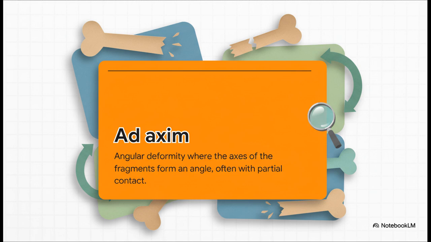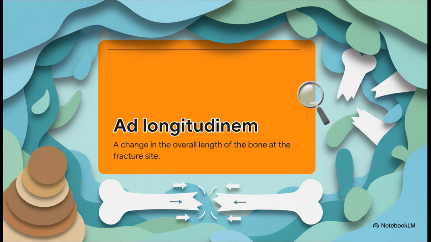Next, we have ad axum. Now this is all about angulation. The fragments aren't parallel anymore. Instead, they're forming an angle right at the fracture site. This is your classic angular deformity, and you'll usually describe it by which way the point, or apex, of that angle is directed.